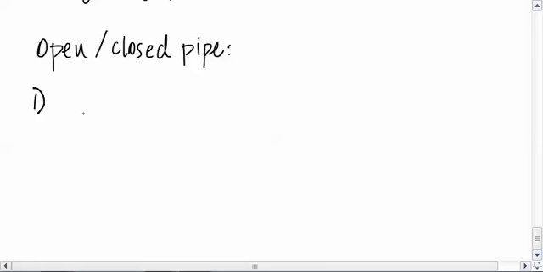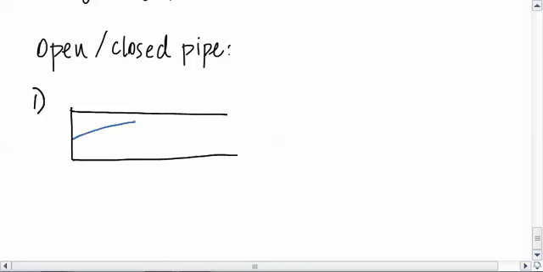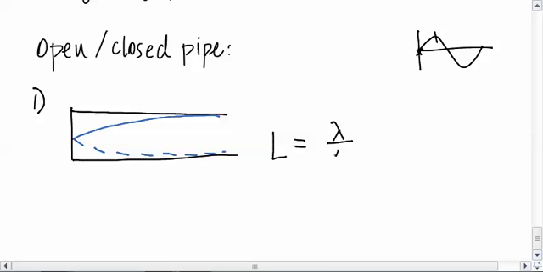So for the first one I can possibly make, closed on one side, open on the other, I get a node and an antinode, so that's the other possible position there. And if you reference our little sine curve over here, if you go from a node to an antinode, what portion of that sine graph do we have? It's a quarter. So it's a quarter of a wave.